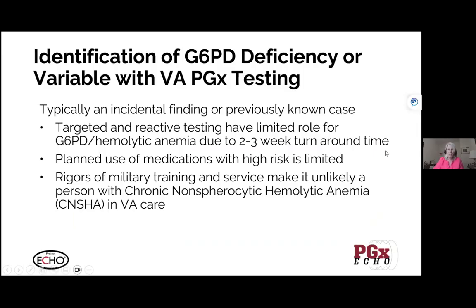Through adding G6PD testing to our model, to our panel, we've found that we're having a lot of incidental findings of G6PD deficiency, or in some cases, previously known cases where we're confirming that. We have little role in the VA for targeted and reactive testing because a lot of the medications that can cause severe reactions aren't ones that are planned necessarily, and there is a 2 to 3 week turnaround on the time of the results. So it may be useful to know for down the road, but most of the cases we're finding are incidental findings.